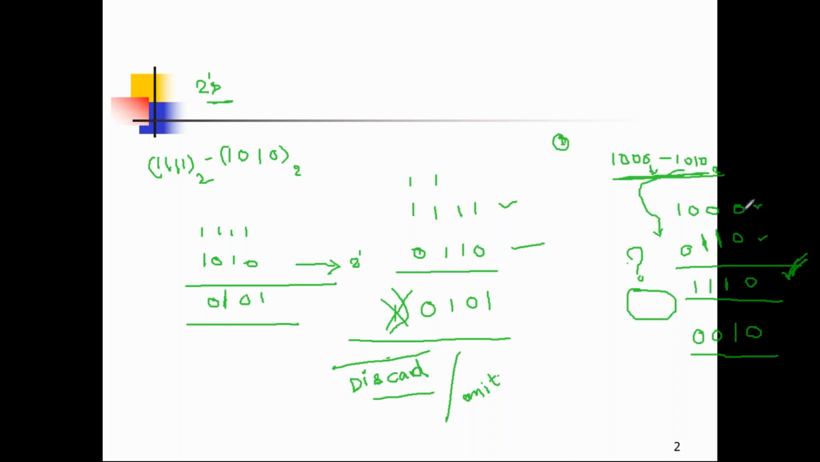Therefore, what will be the result? 0 plus 0, 0; 0 plus 1, 1; 0 plus 1, 1; 1 plus 0, 1. This is the result we obtained. But it is not a correct value. That means it is the negative value of something. What is that value? To find that out, again you have to take the 2's complement for the obtained result.